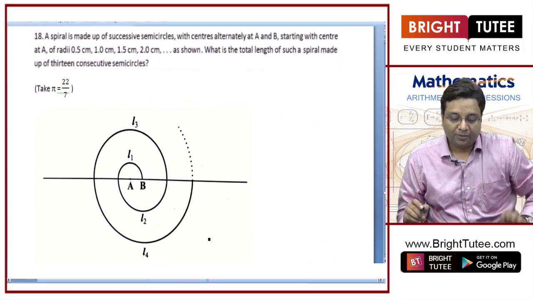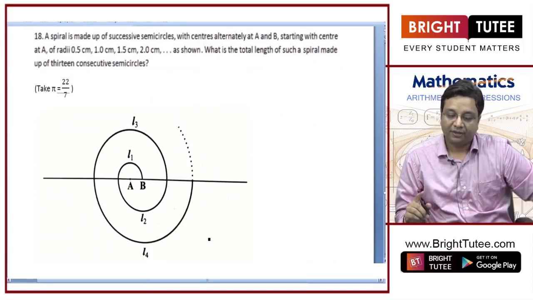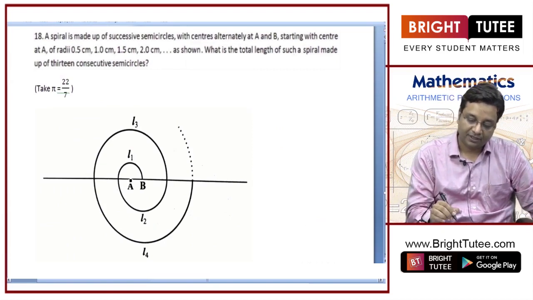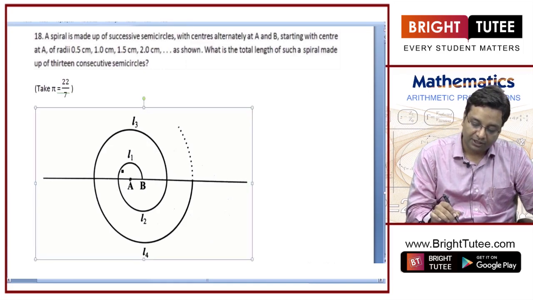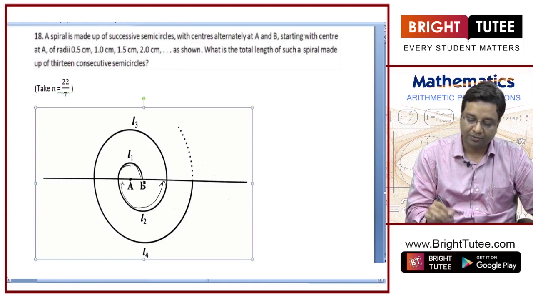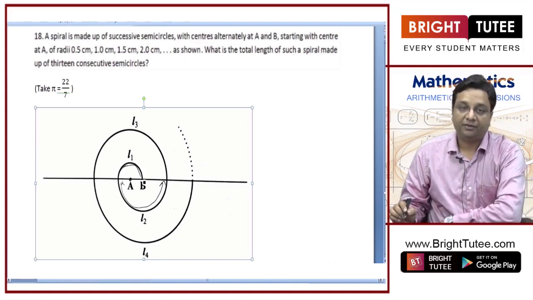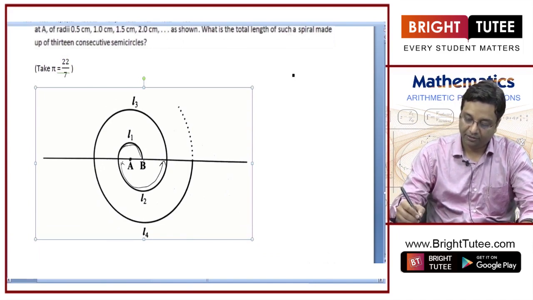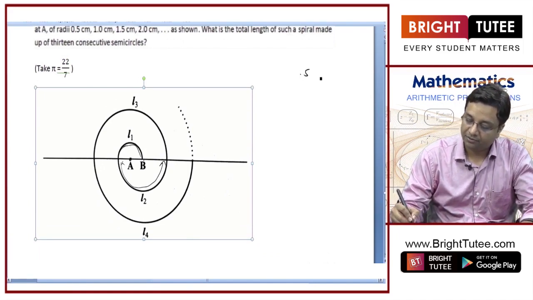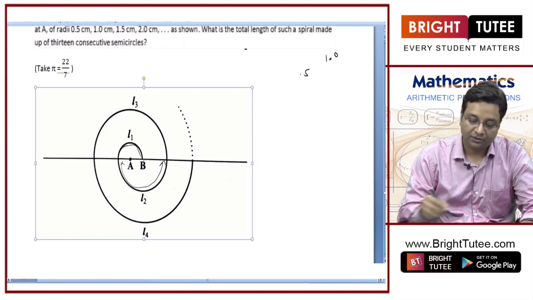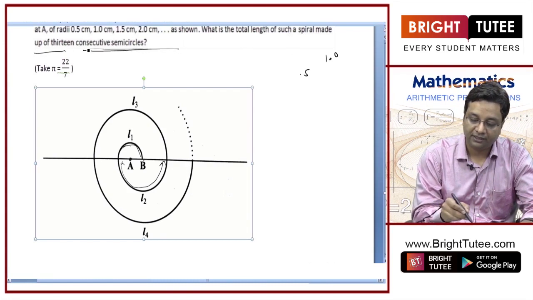All right. A spiral is made up of successive semicircles with centers alternately at A and B. Starting with center at A, this is the center of this semicircle. This semicircle has center A, and then this semicircle has center B. And the radii are 0.5, 1, 1.5. So these are increasing in arithmetic progression. First radius is 0.5, then 1, 1.5, and so on. What is the total length of such a spiral made up of 13 consecutive semicircles?